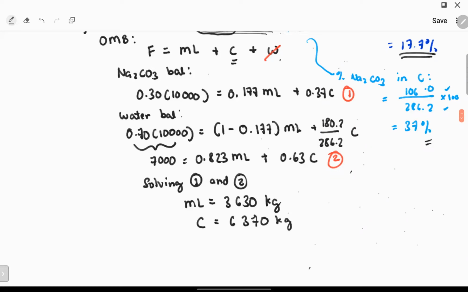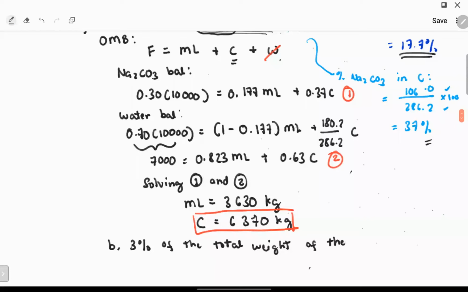Now, for letter B, ang sabi dyan, 3%, okay, of the total weight of the solution is lost by evaporation. So paano yan? Siyempre, mag-iiba na yung ating material balance. 3% daw ng total weight nung solution ay nawala because of evaporation. So what will happen there? Well, I will leave that exercise for you.